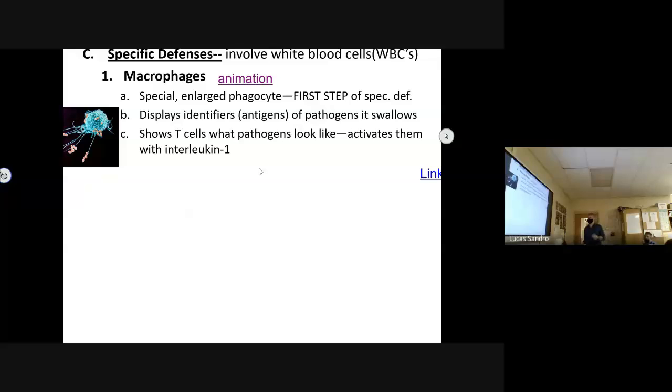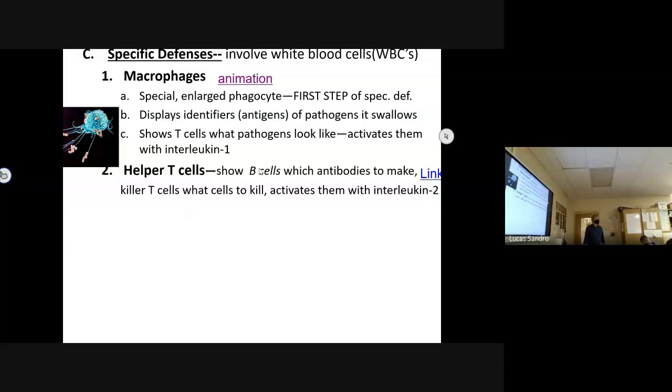Next step is those helper T cells we just mentioned. They are basically going to kick off the two pathways I mentioned. If it's humoral immunity, they're going to show B cells how to make the right antibodies. And if it's cell-mediated immunity, they're going to show killer T cells what cells to go kill.